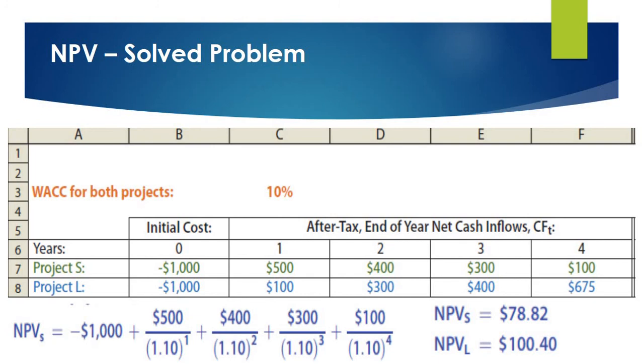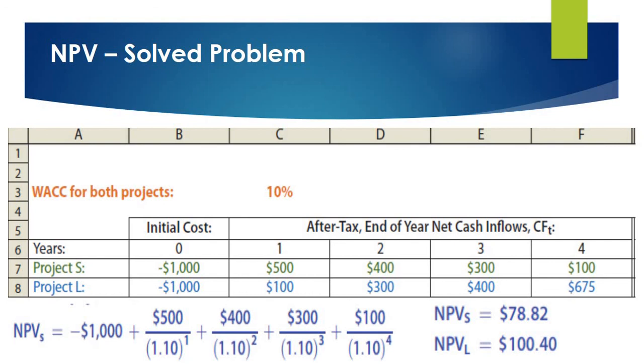However, if projects are mutually exclusive, we should accept only project L, because in case of mutually exclusive, if we accept one project, we have to reject the other one. In that case, we should accept project L, because NPV of project L is more than the NPV of project S. So it indicates that project L will generate more value for the firm.